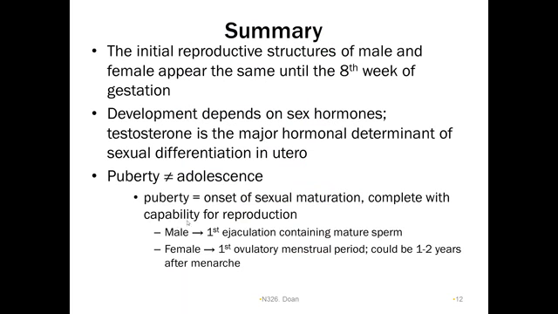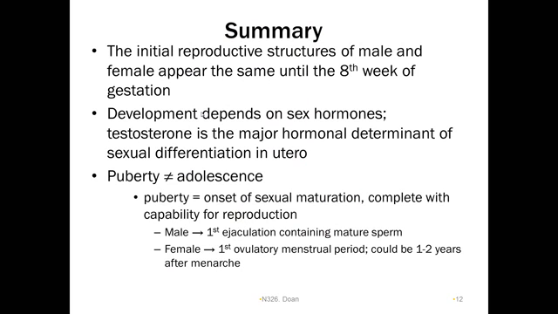So the summary of this tutorial is, you remember that the initial reproductive structures of both male and female appear the same until the 8th week of gestation. And development depends on the sex hormones. Remember that testosterone is a major hormonal determinant of sexual differentiation in utero. And in terms of puberty, it's different from adolescence.